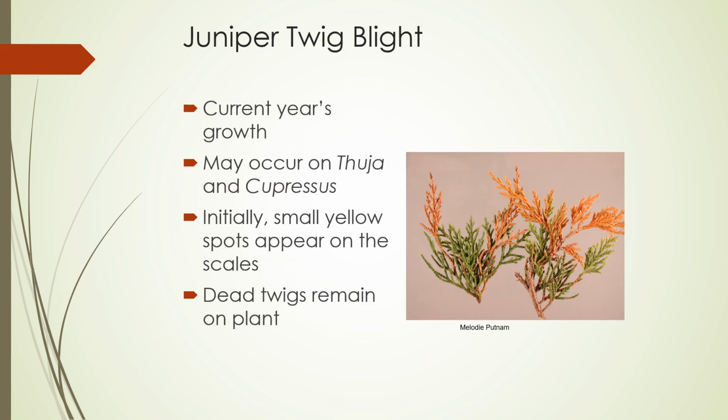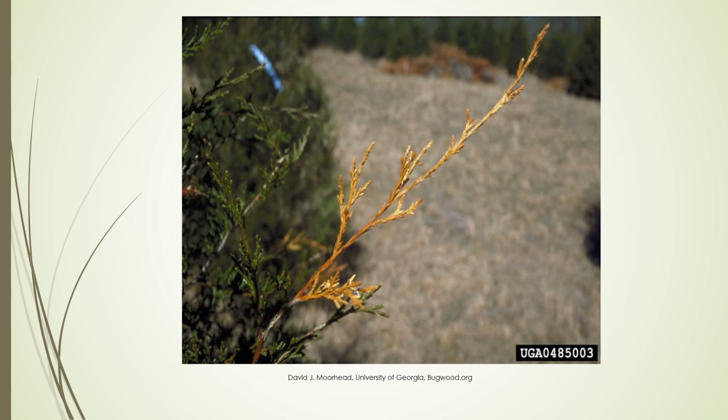So one of the diseases you'll find in this group is juniper twig blight. It happens on the current year's growth. It may occur on Thuja and Cupressus. Initially you get small yellow spots that appear on the scales, and then dead twigs remain on the plant. Here's what that looks like.